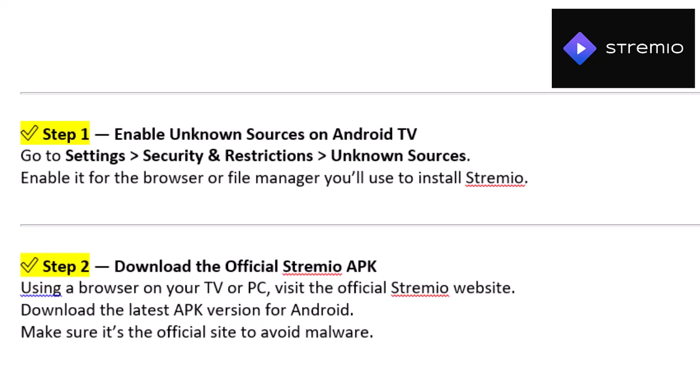Step 2. Download the official Stremio APK. Using a browser on your TV or PC, visit the official Stremio website. Download the latest APK version for Android. Make sure it's the official site to avoid malware.